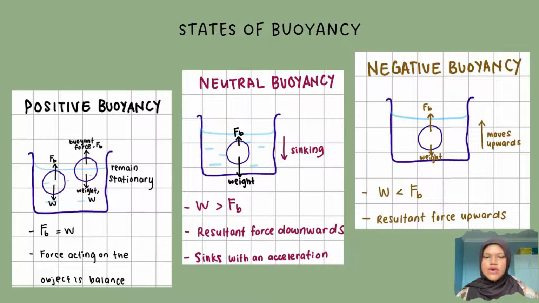So lastly, or the third one, is negative buoyancy. In contrast with neutral buoyancy, negative buoyancy will act on the object when its weight is less than buoyant force. This leads the object to rise and move upwards until it reaches certain heights.